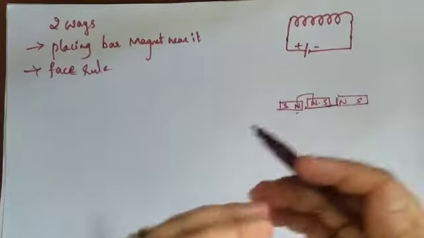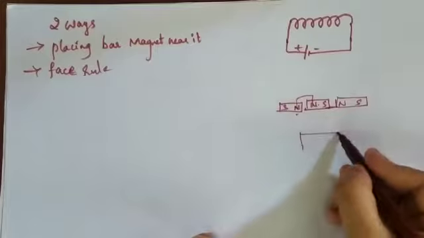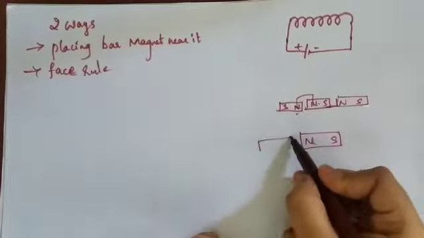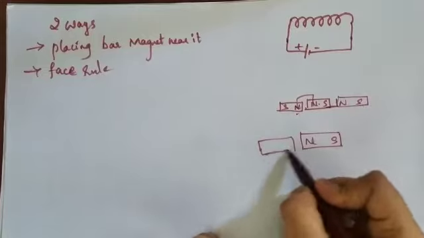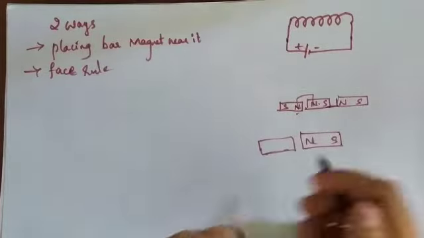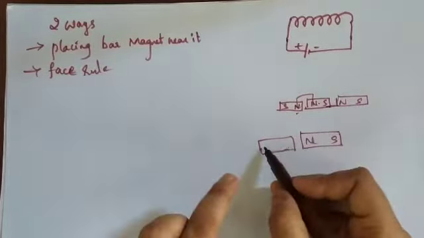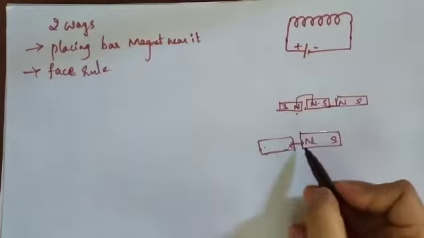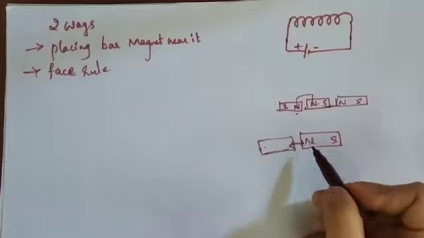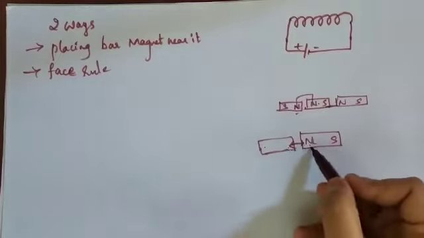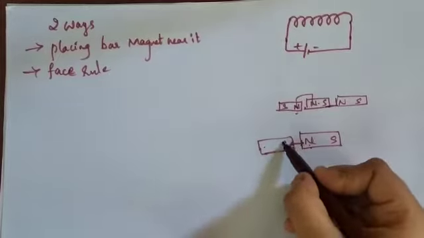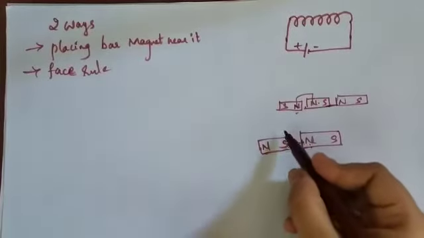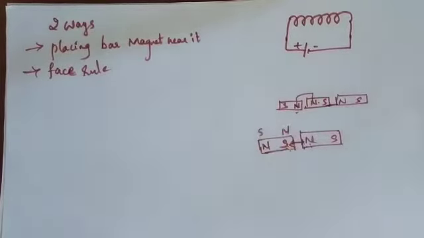For example, I have placed one magnet here, and we don't know the polarity of this magnet. We don't know whether this is north or south. When these two poles attract each other, then I can say this is the south pole and this is the north pole. When they repel each other, then you can say this is the north pole and this is the south pole.